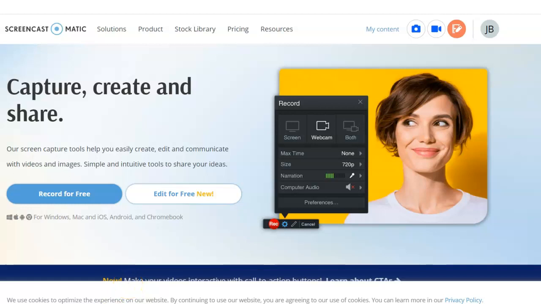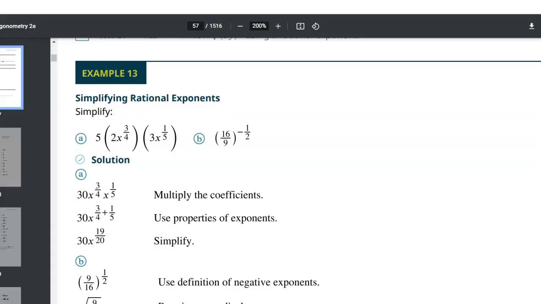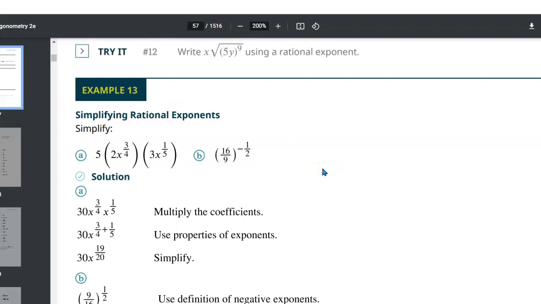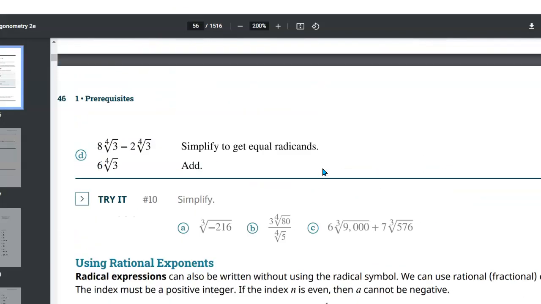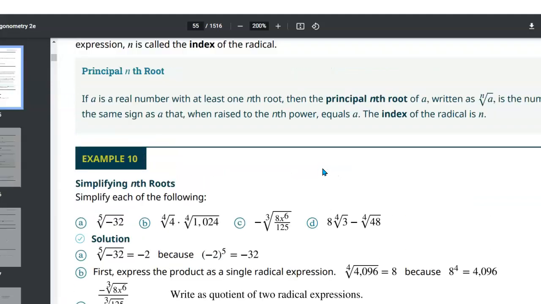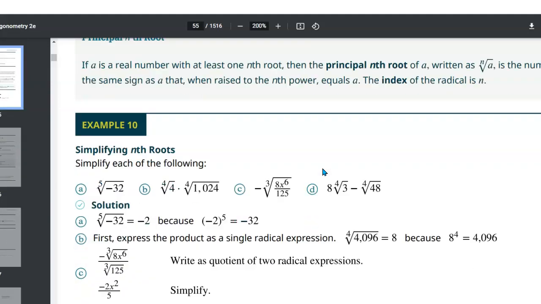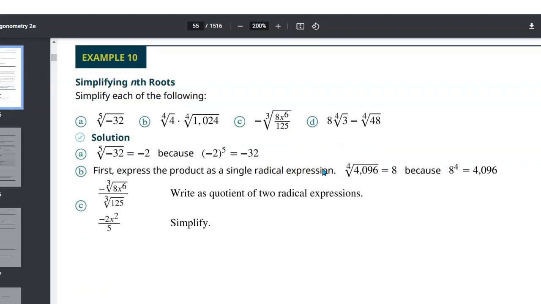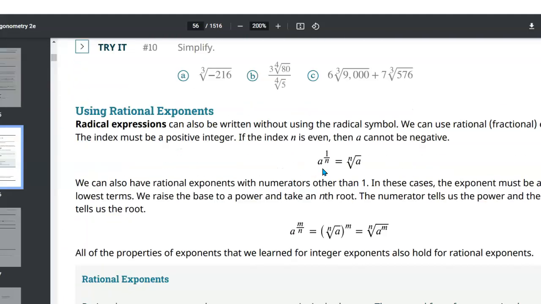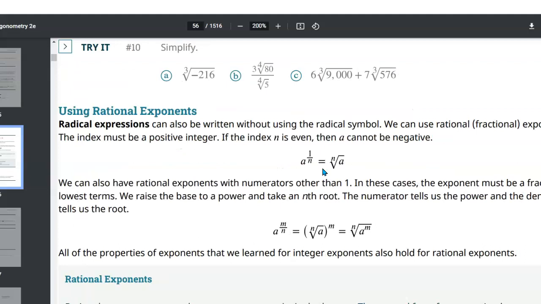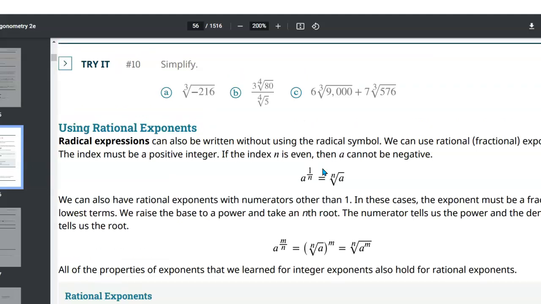Well, if I go back to the book, I've been sort of thinking, yeah, I need to go to rational powers. Now, if we go to rational powers, we can make sense of things.